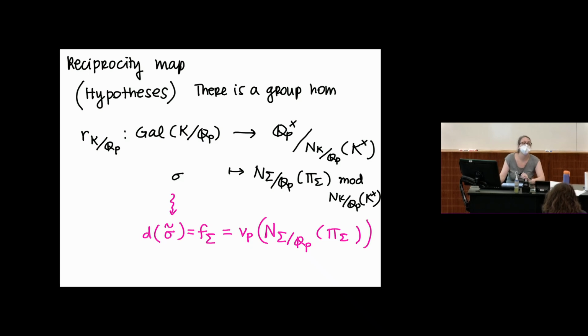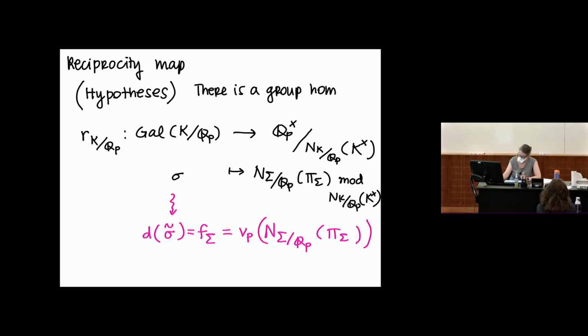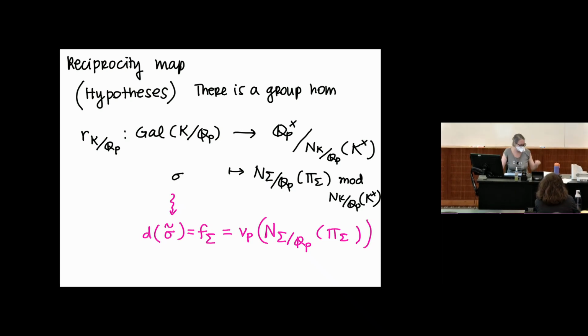Yep. Sorry, I'm just trying to figure out what the norm is on K cross. Or is that the norm of the elements in K cross? Yeah, it's the set of all the norms. Okay, thank you. Yeah. In K cross. Yeah. I will not tell you, I will tell you the hypotheses. Okay, what are the hypotheses?